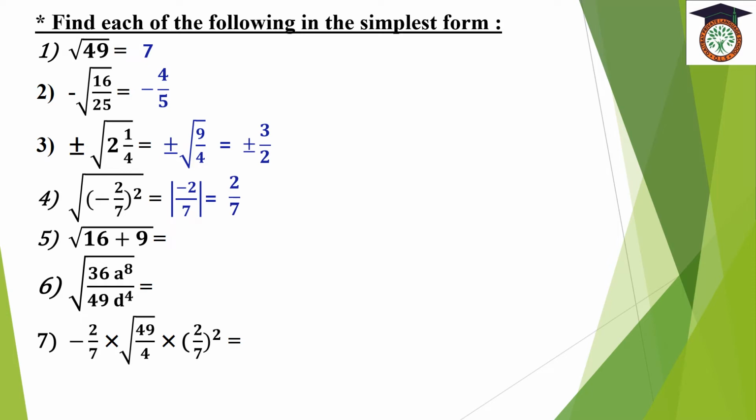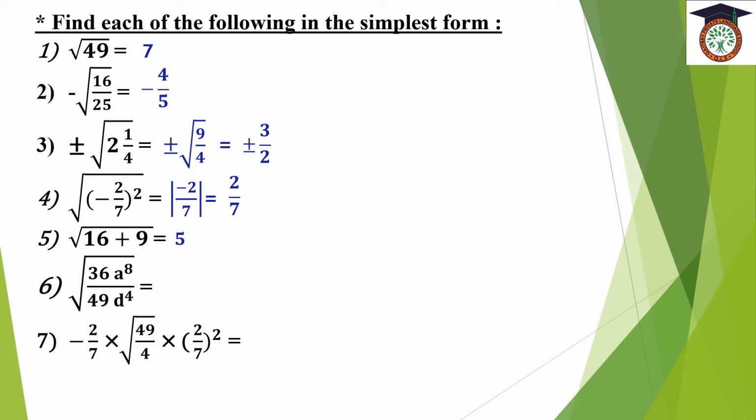Number 5, we have the square root of 16 plus 9. We will find the sum of 16 plus 9 firstly, which is 25. So our question is the square root of 25, which is 5.